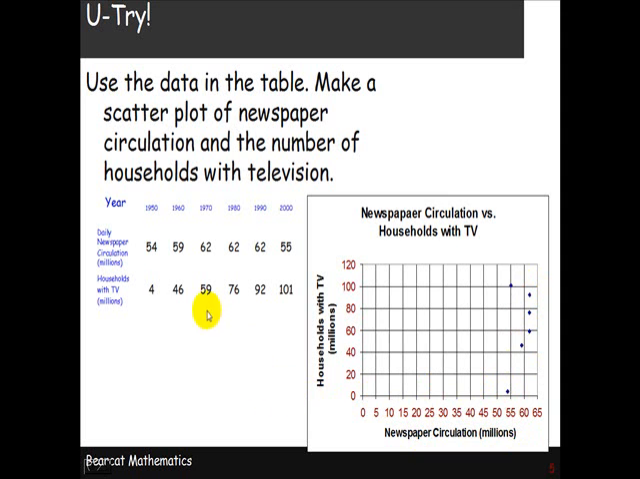So notice here in 1950, 54 million newspapers were circulated. That's about this point right here. We only had 4 million households with a TV. In 2000, we have 55 million circulation, and then we had 101 million households with TV. That was a peak for some reason.